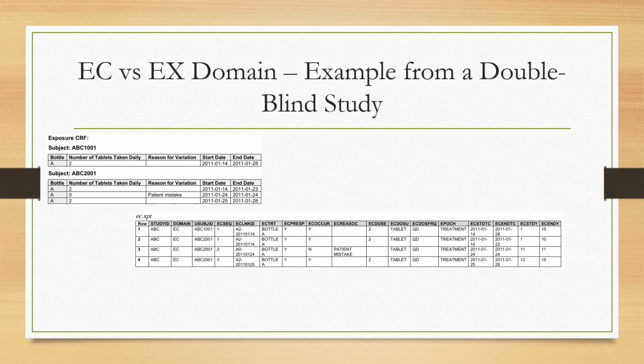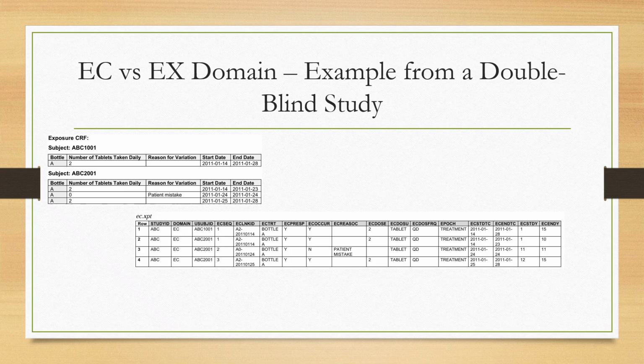Mind that this is a double blind study, and at the time the EC dataset is created, the study is still blinded, because of which we do not know the exact drug given to the subject. So we cannot populate drug Z or drug X. The blinded value, which is bottle A, is populated in ECTRT here.